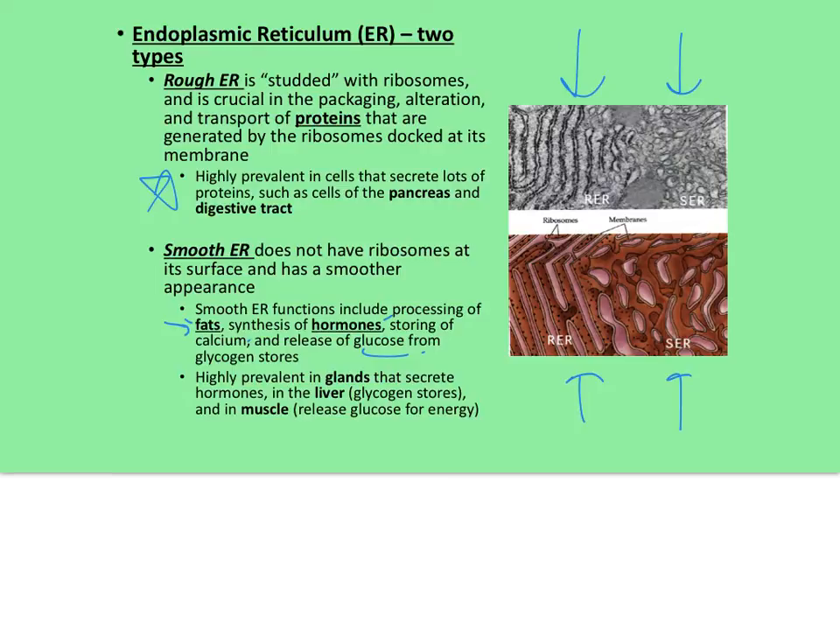You're also going to see high amounts of the smooth ER in the liver and the muscles, which are where we have our glycogen stored carbohydrates that could be released as glucose when needed.